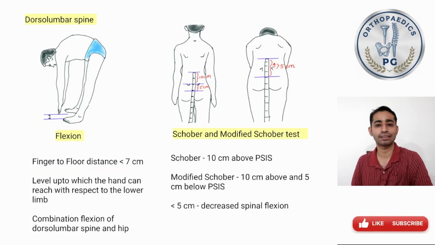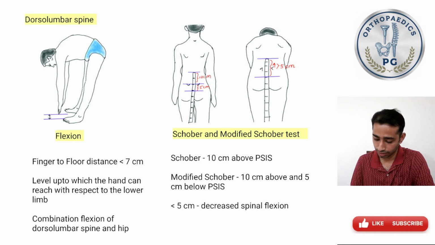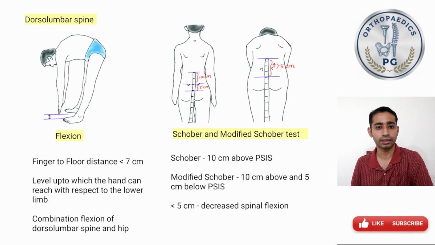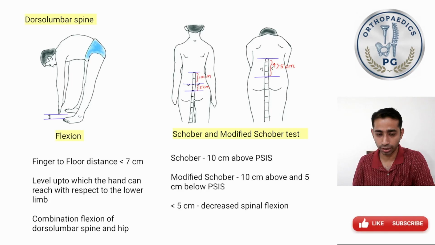For the dorsal-lumbar spine, for checking flexion, we usually take the finger to floor distance, and a normal finger to floor distance is usually less than 7 centimeter. We can also describe how far down the lower limb the hand can reach. So like we can describe the hand reaches up to the knee or mid tibia, something like that. And this flexion is usually a combination of flexion of dorsal-lumbar spine and the hip, which cannot be isolated here.